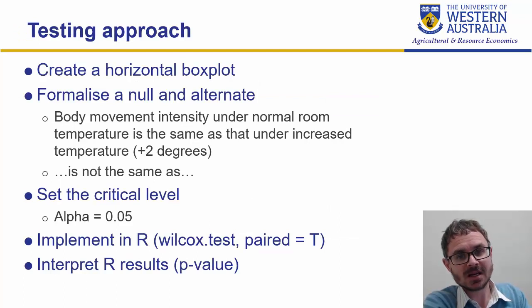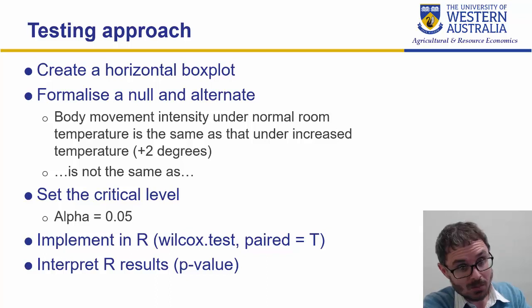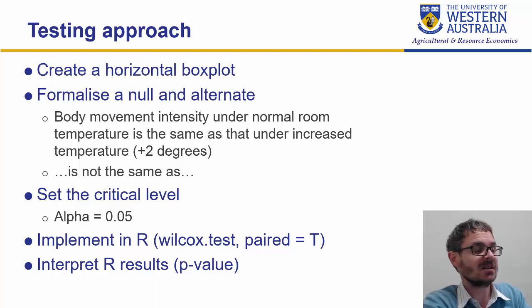I need to formalize my null and my alternate, which is movement intensity is the same under normal temperature conditions and at plus 2 degrees. Set my alpha. Where does that come into play? It comes into play when I apply my test to decide whether or not I'm going to reject the null. So p-value, decision rule, we're going to reach a conclusion.